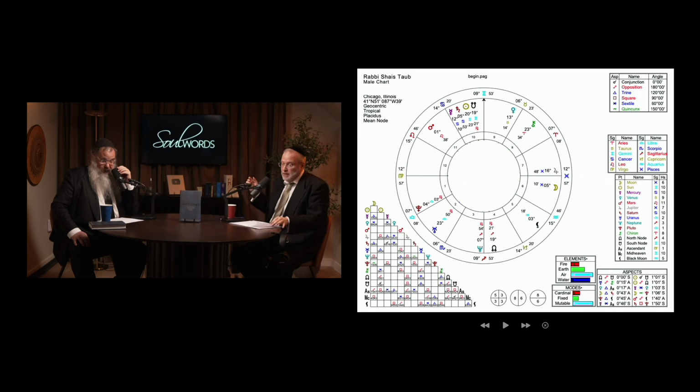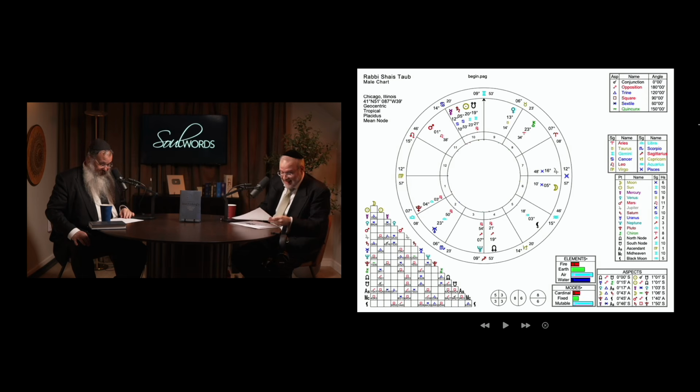The first one is called a conjunction. A conjunction means that the two planets are next to each other and therefore blending their energies. So let's see if we can find a nice conjunction in your chart. It's that little lollipop symbol. Yes, the lollipop symbol. Okay, so let's look at the 10th house.